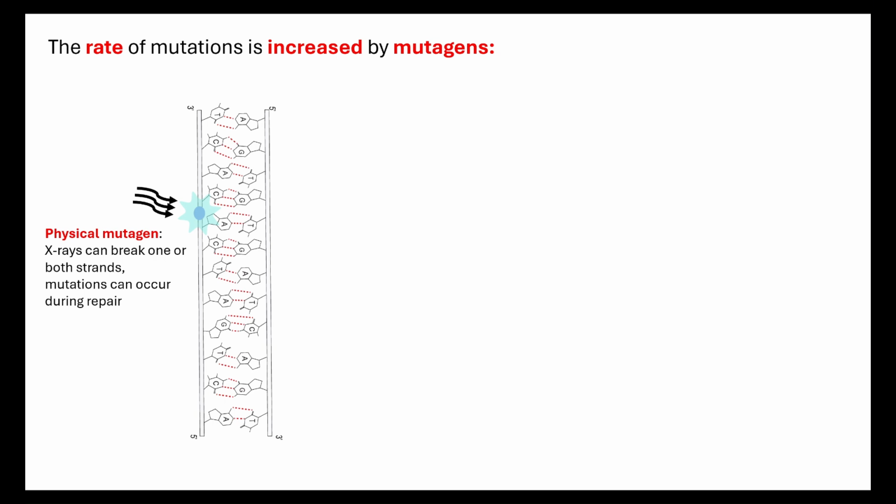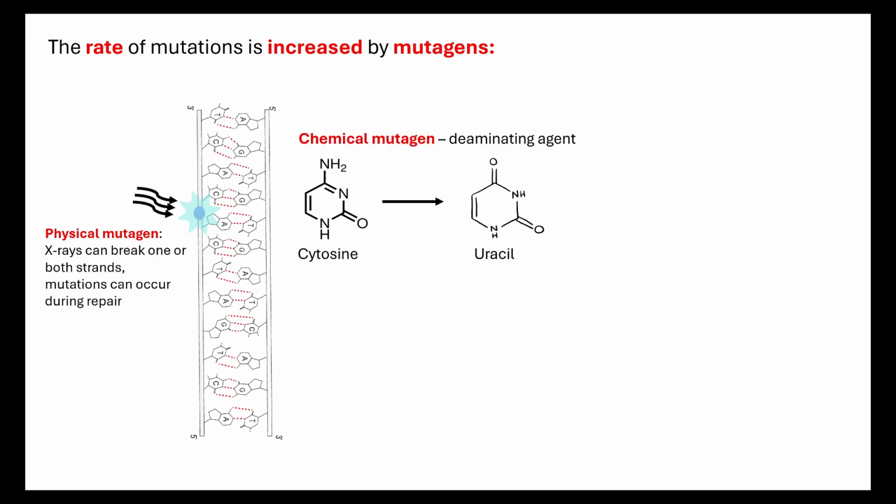So physical mutagens like X-rays, ionizing radiation can actually result in the breaking of one or both of the strands. Now, what tends to happen is as those strands are being repaired, those mutations will occur during that reparation. So that could be one way in which we increase the rate of those mutations. Another one is a chemical mutagen. So if we are talking about carcinogens, they are chemical mutagens.